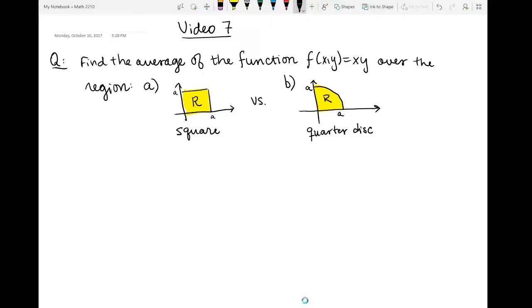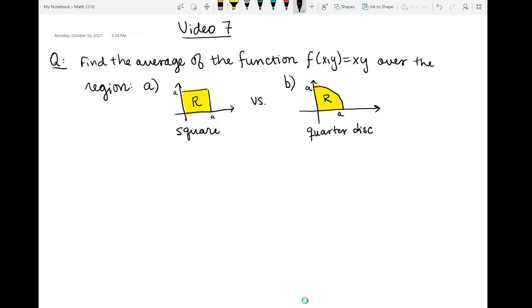Alright, this is video 7 for Math 2210. The question we're going to talk about in this video is the following. Find the average of the function f of x, y equal to x times y over the region of a square in part A versus the area of a quarter disk.